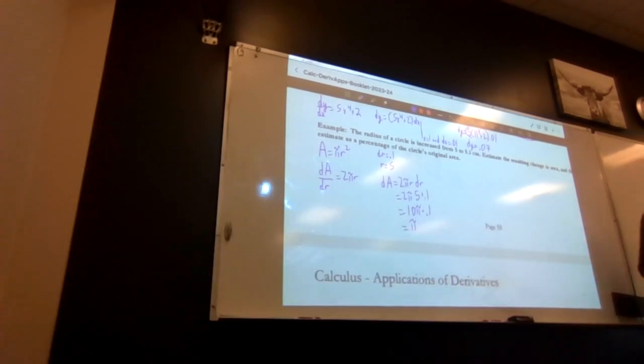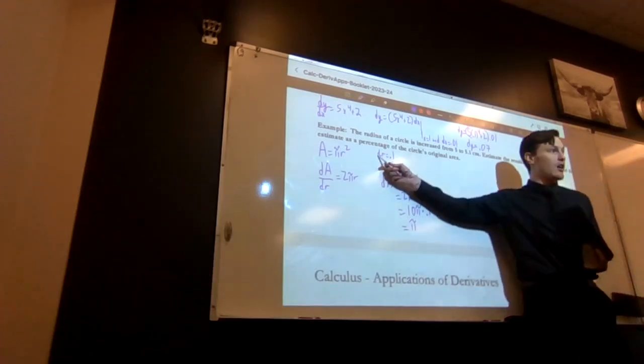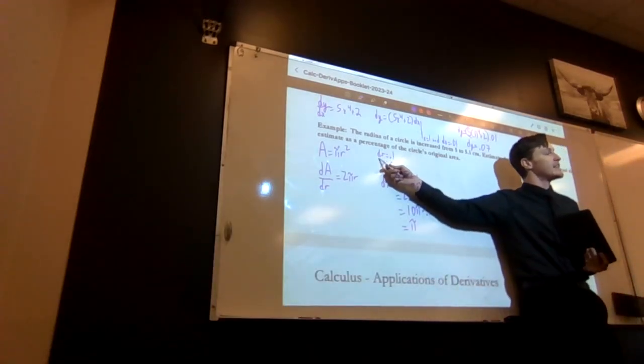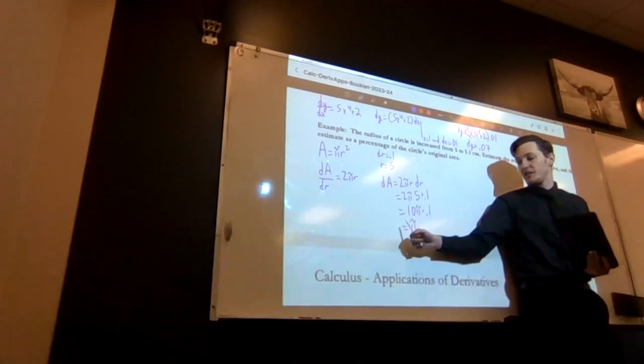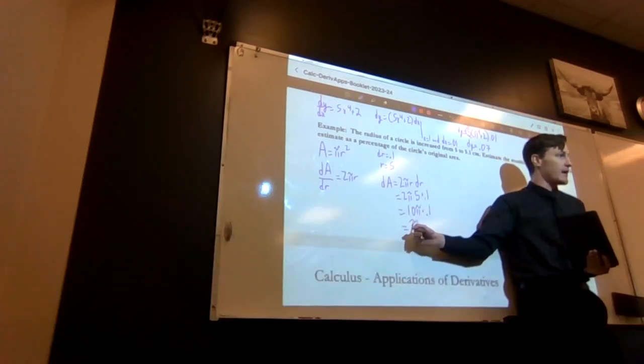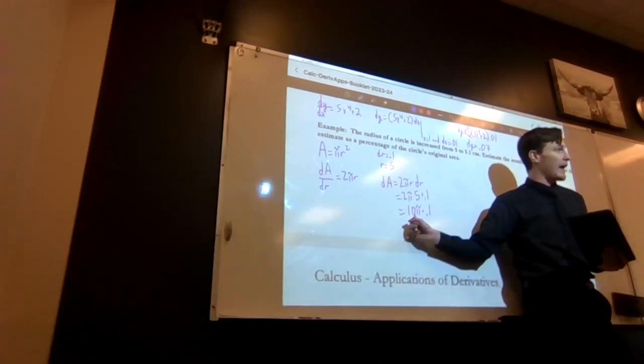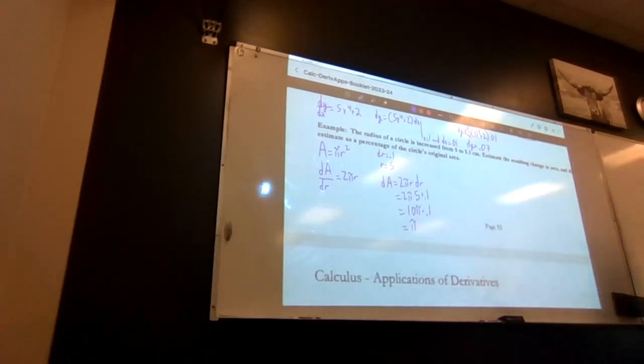So how much did our area change? When dr changed by 0.1, when the radius changed by 0.1, how much did the area change by? It changed by pi, right? So does that make sense now, Catherine, what we did there? Yeah. So we looked at, if I change the radius, how much is the area going to change by?